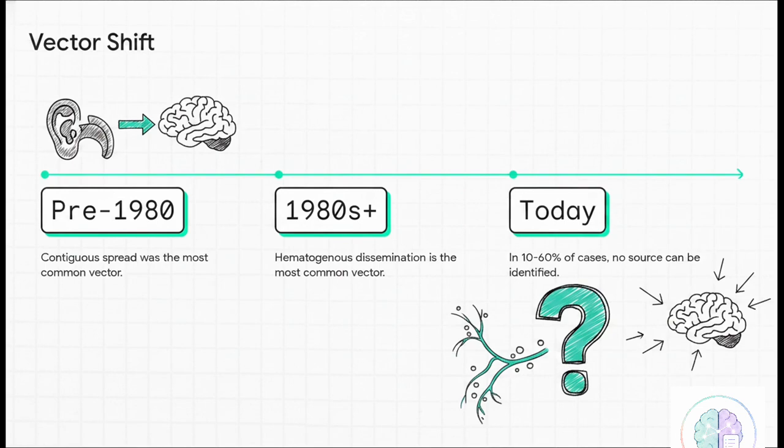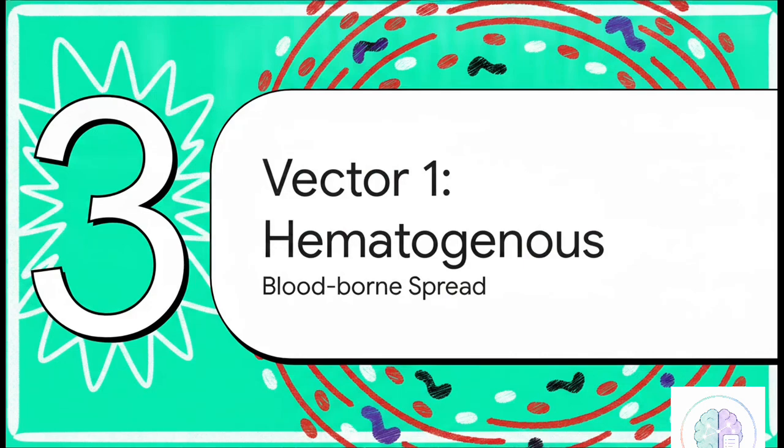Let's take a quick look at how the nature of this disease has totally transformed over time. Historically, like pre-1980, contiguous spread, meaning an infection spreading directly from a nearby area, was the number one source. But in our modern era, hematogenous or blood-borne dissemination has completely taken the lead. But here is the wild part. Even with all our modern diagnostic tools, we're still facing this persistent mystery. In 10 to 60% of cases, there is absolutely zero identifiable source. None.